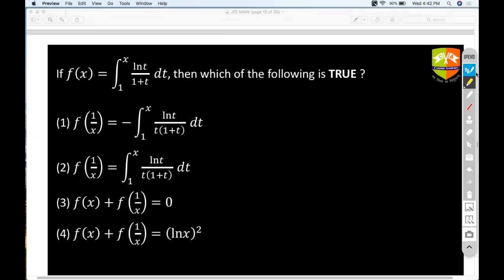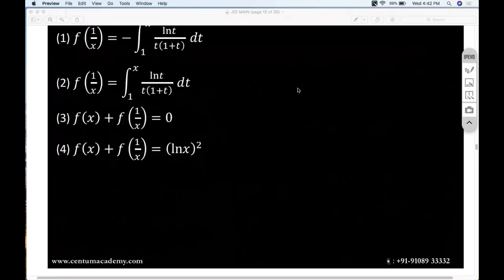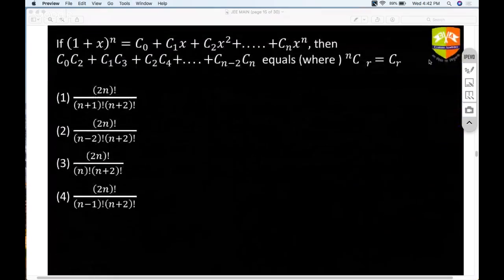Okay. So we'll now move on to question number 16. This is a binomial theorem chapter, especially related to the properties of binomial coefficients.